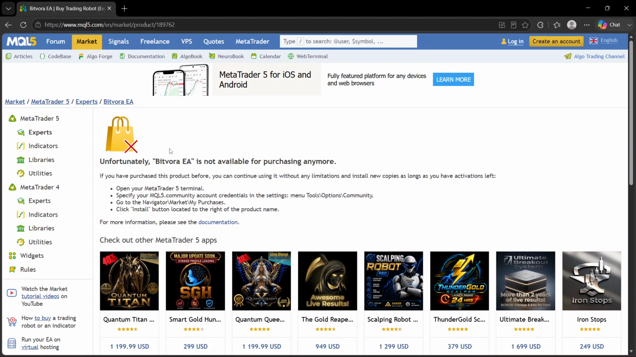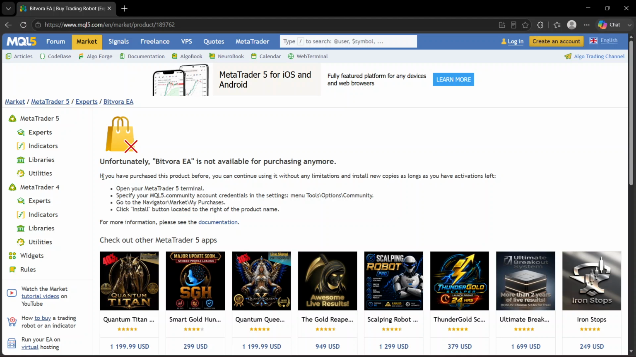For anyone who already purchased it, you can still install it through the usual My Purchases section in the navigator as long as your activations remain. That is the only practical upside. For new buyers, you're out of luck. No more licenses are being sold at the moment, and there is no news about the EA.